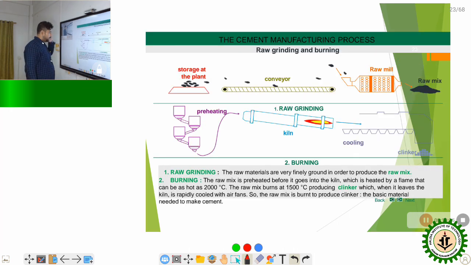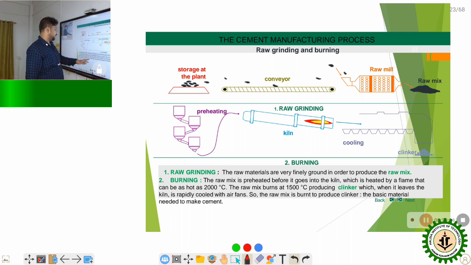So in raw material, there is raw grinding, and then burning. The raw materials are very finely ground in order to produce a raw mix. For burning, the raw mix is preheated and goes to the kiln at about 1450 to 1560 degrees centigrade. It depends on the various raw materials, what kind of temperature we require.